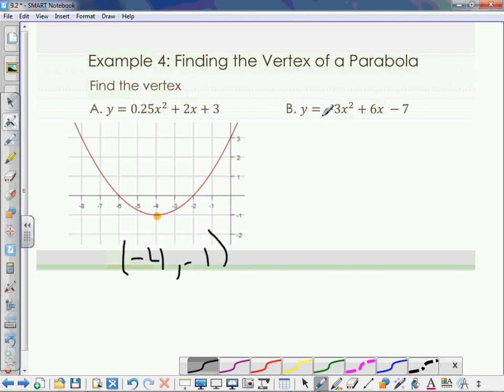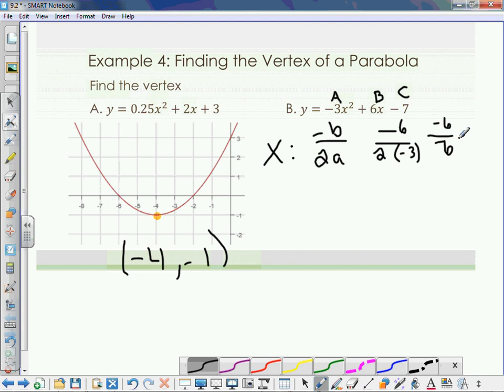Here we have to actually do the 3 steps. First, I'm going to identify A, B, and C. Next, we're going to find out what x is, and we do that by using the axis of symmetry formula. B is positive 6, so negative b would be negative 6 over 2 times negative 3. 2 times negative 3 is negative 6. Negative 6 divided by negative 6 is 1. So I know x is 1.